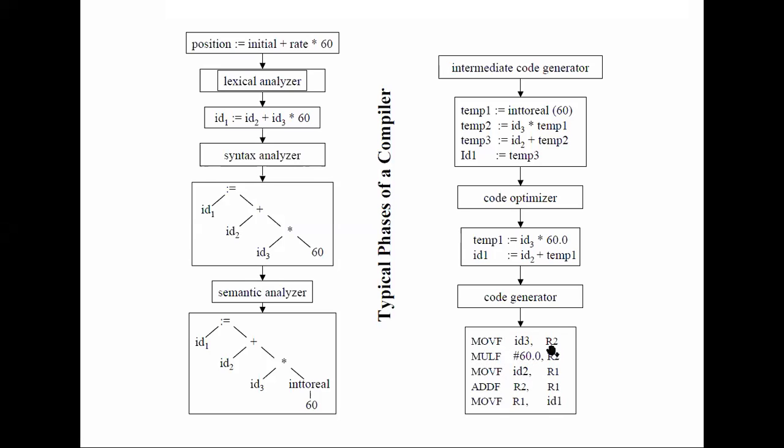So this is the association again. Always the ID3 value is moved to R2, then the 60 value is multiplied with R2 and the final result is stored in R2. If you remember this one, C equal to C plus A, for example. If the expression is like that, we may write it like this also, no? C plus C is equal to B.